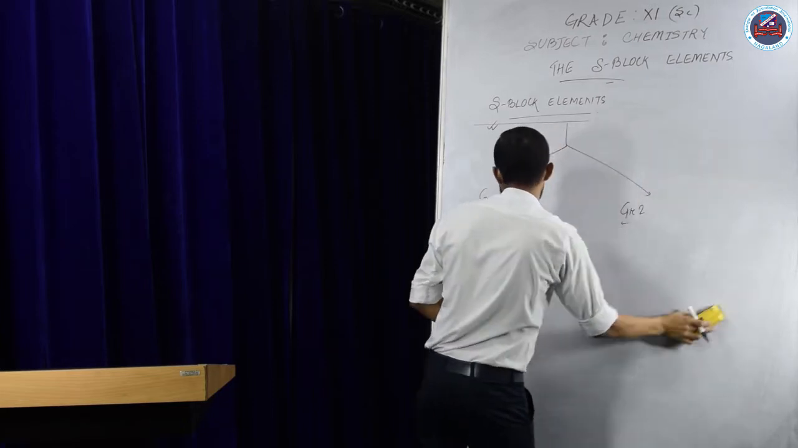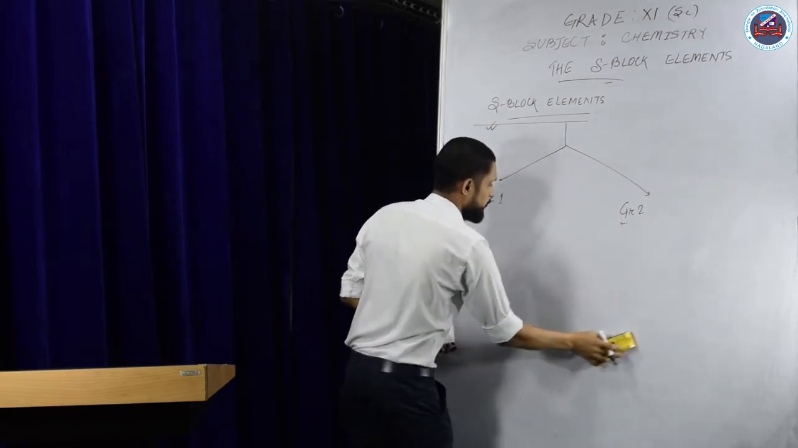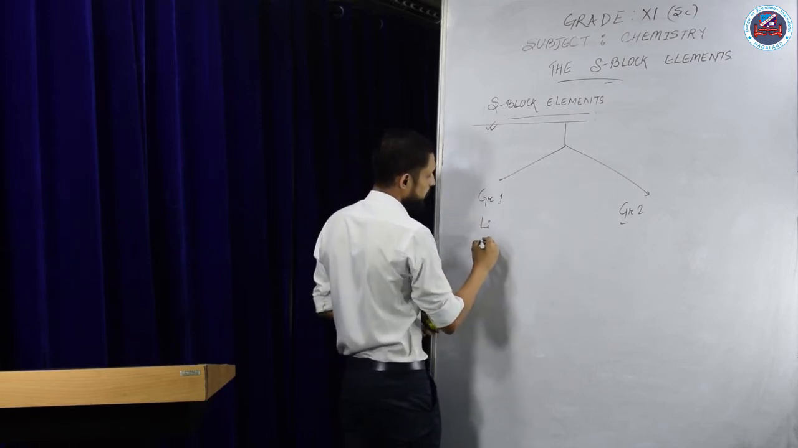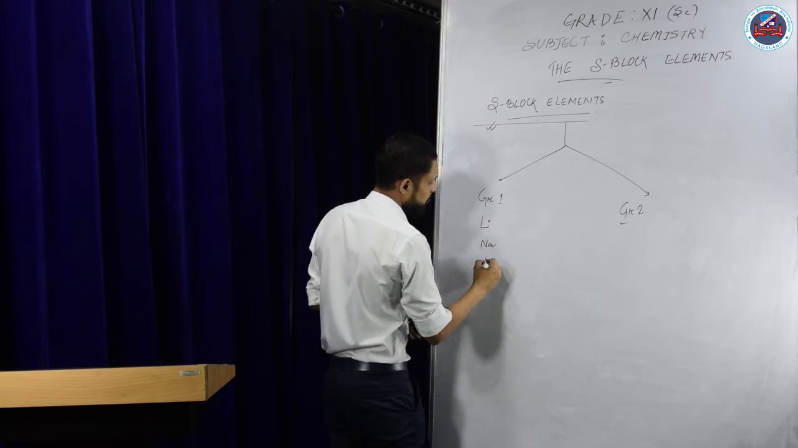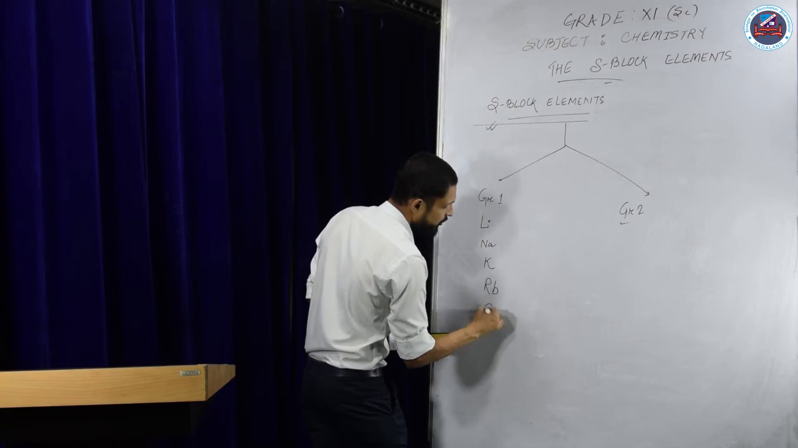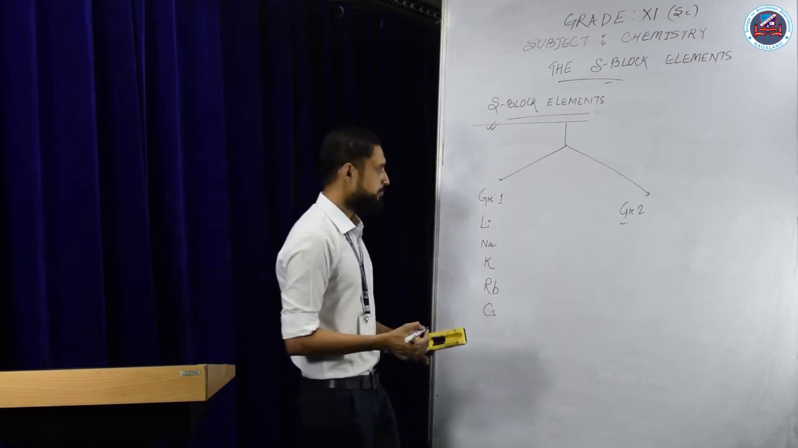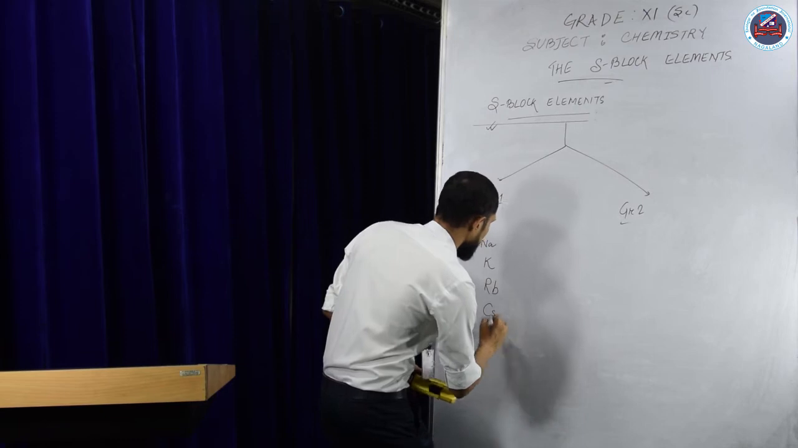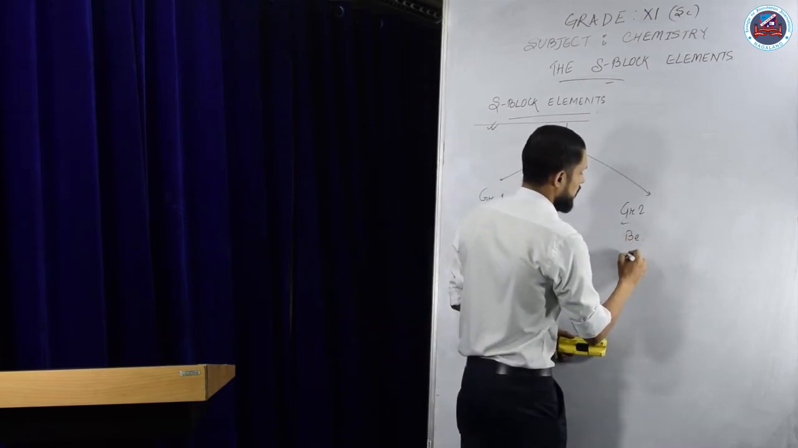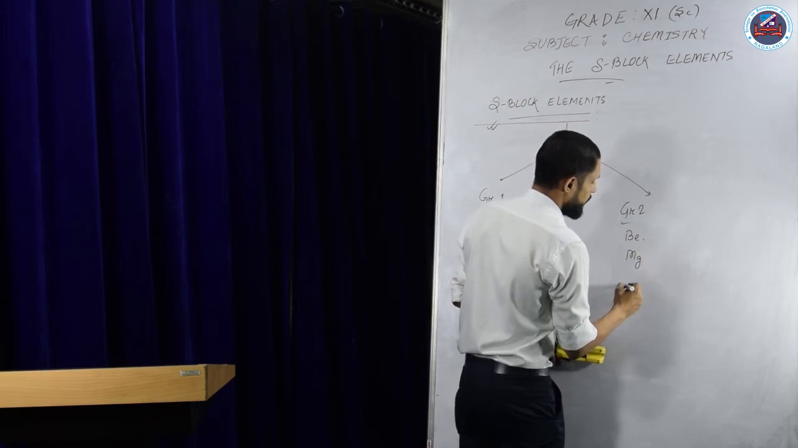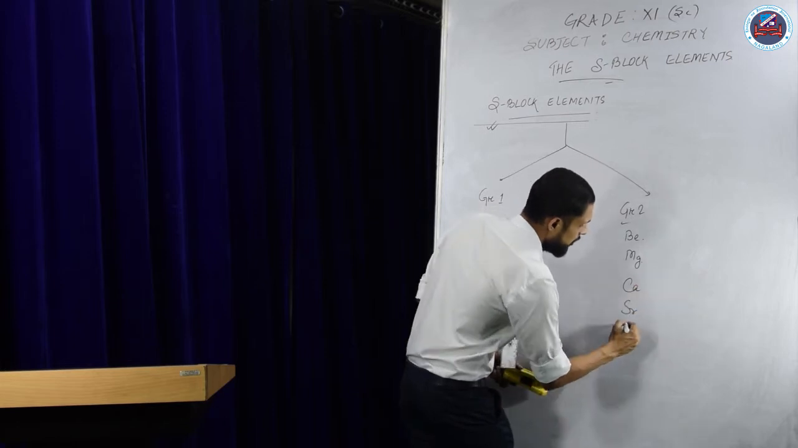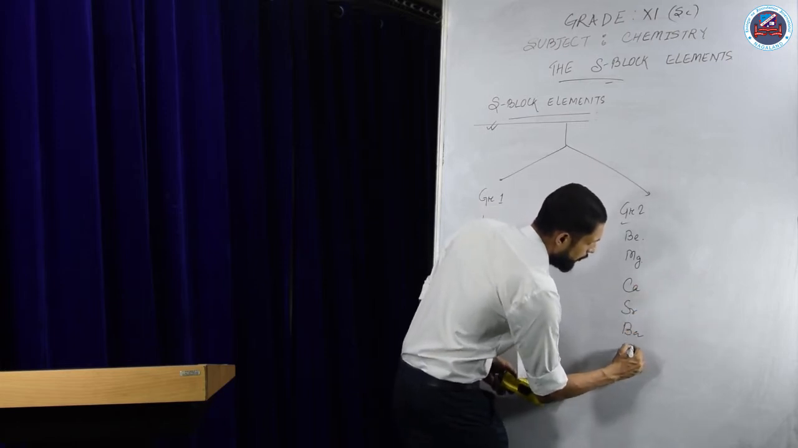Now this group 1 and group 2. The elements of group 1 are lithium, sodium, potassium, rubidium, cesium and francium. The elements of group 2 are beryllium, magnesium, calcium, strontium, barium and radium.